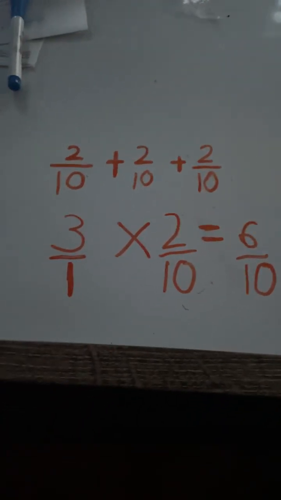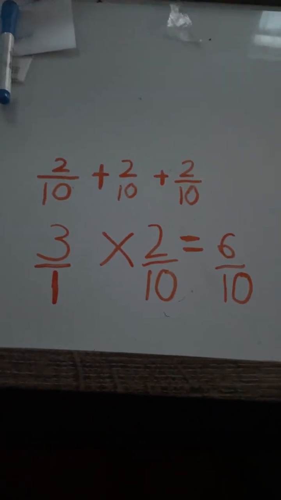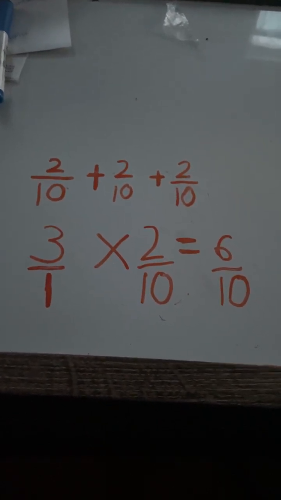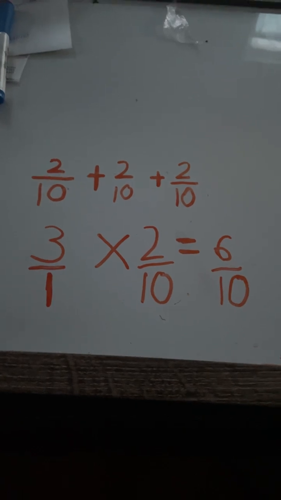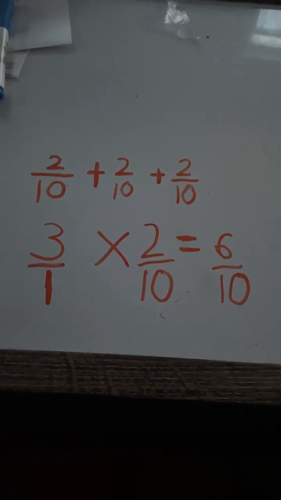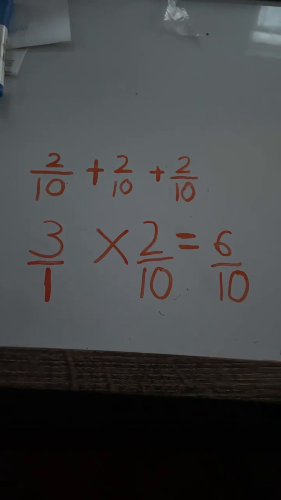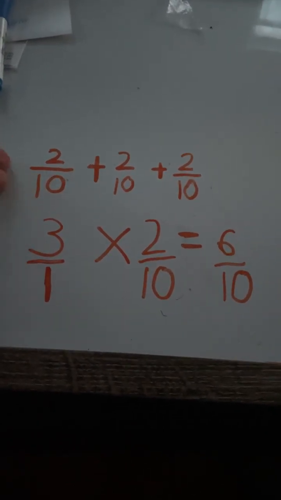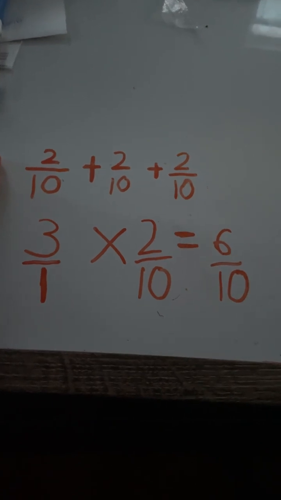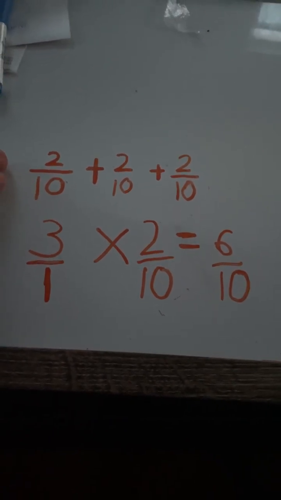is 6/10. Now that answer is not in lowest terms, but for this video I'm going to save the reducing to lowest terms for a separate video. I don't want to give you guys too much at once. So I just wrote 2/10 plus 2/10 plus 2/10 as a multiplication problem, and I solved for the answer.